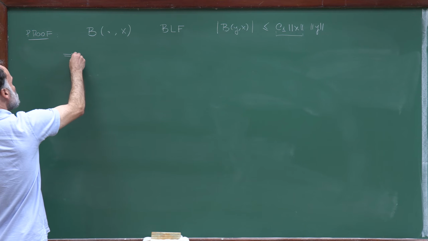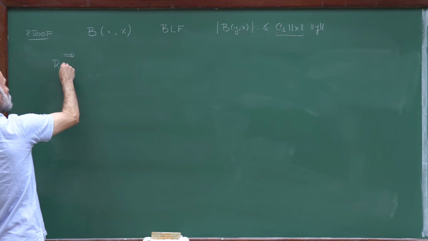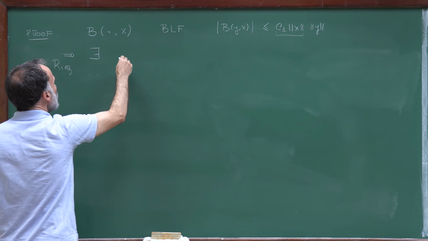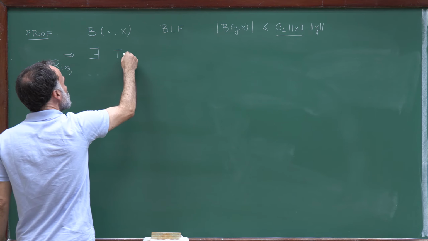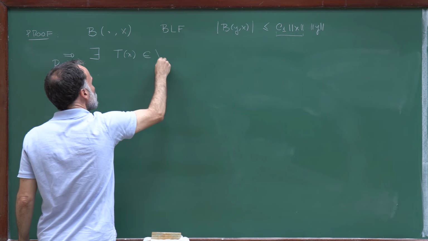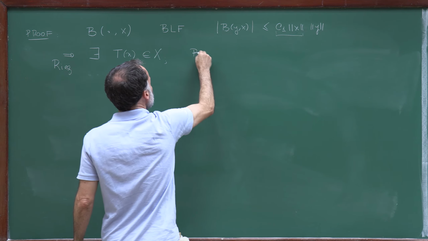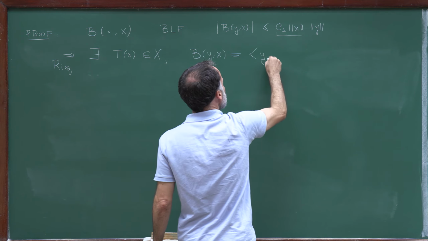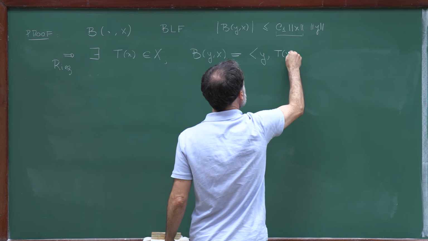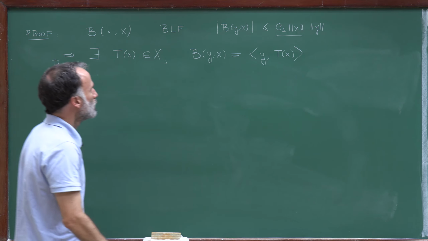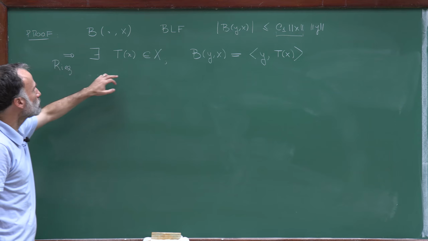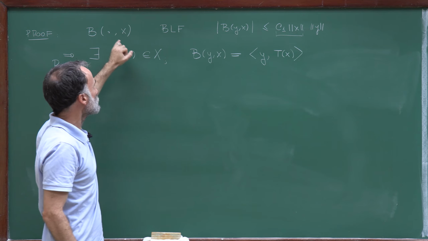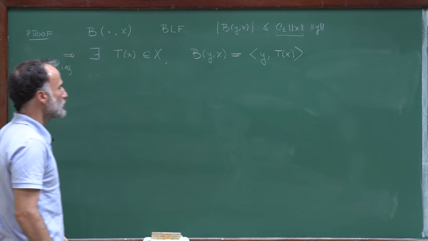So this tells me, by the Riesz Representation Theorem, that there exists an element which I will represent by T x, an element of X, such that B of y x is equal to the scalar product of y with T of x. Right? So the Riesz Representation Theorem tells me that for that fixed x, this linear functional can be represented by this scalar product.